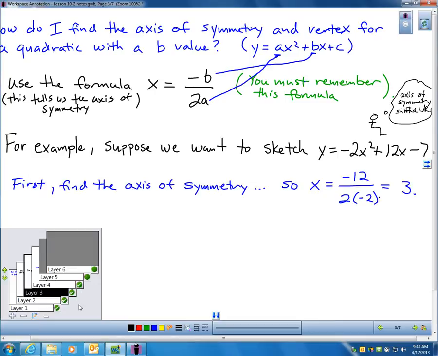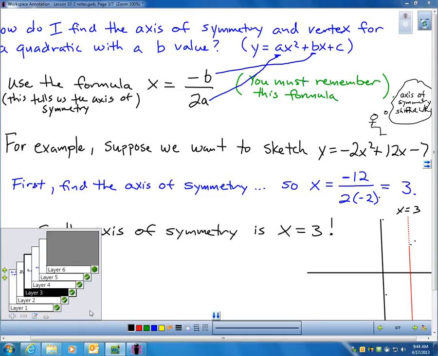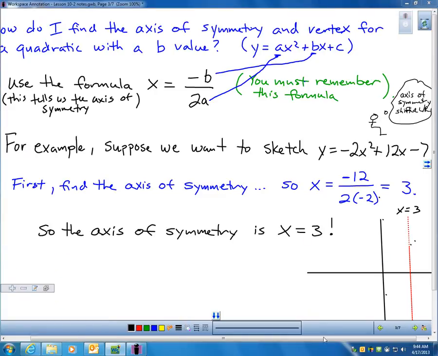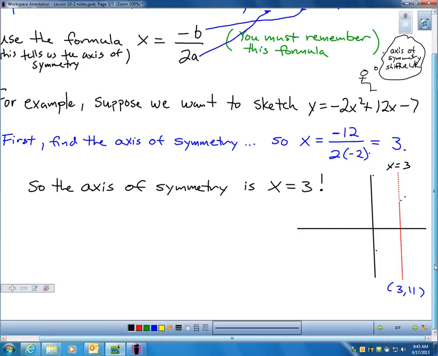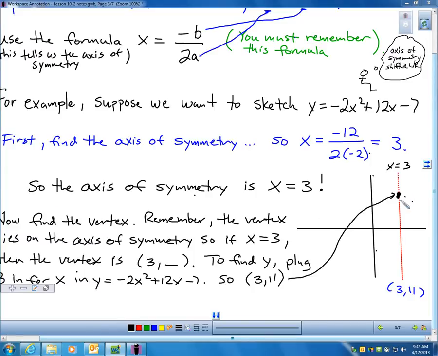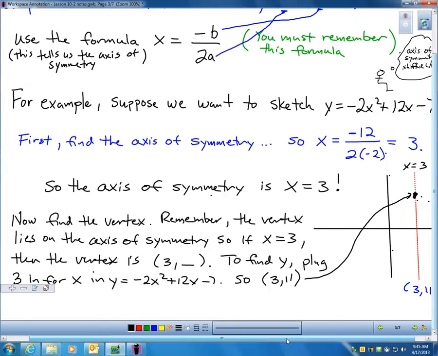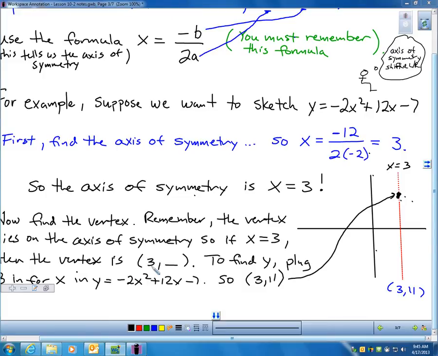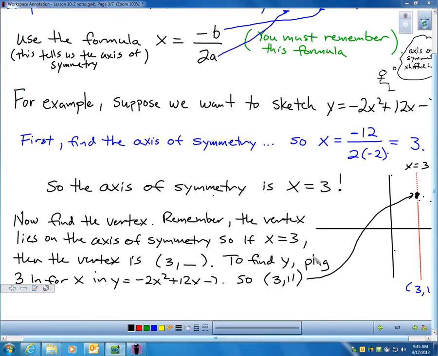So let's actually figure it out. Let's take 12 and plug it in for B. I get negative 12 over 2 times negative 2, and I found out x equals 3. So now when I go to graph this, I'm going to draw an xy axis, and here is my axis of symmetry. All right? Now I want to find the vertex. Remember, the vertex is right on the axis of symmetry. So that means the vertex must be the point 3, something, okay?